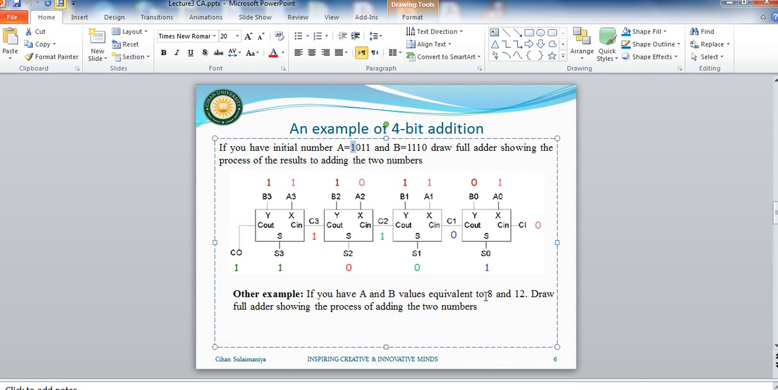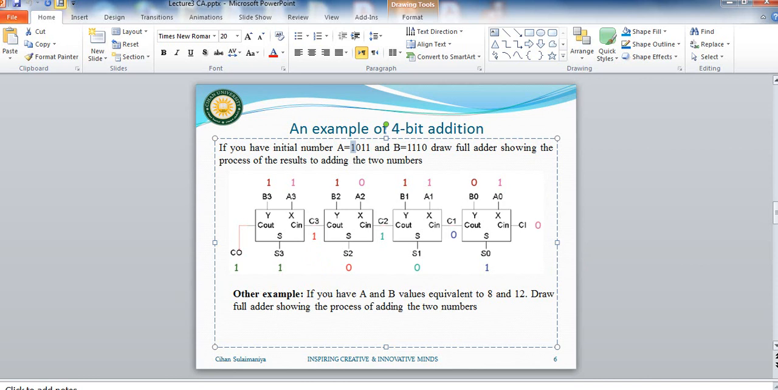So A, if it's 1 0 0 0, will be 0 0 0 and 1, and B is 12. How do you do 12 here? And just remember, Cn at the beginning is always 0 when you do addition. So I want you to practice adding these two numbers and see the results. It's just for you as practice.